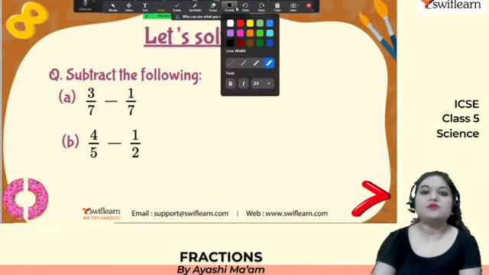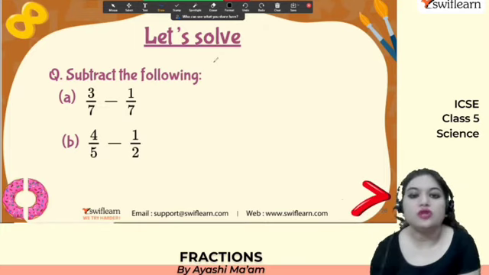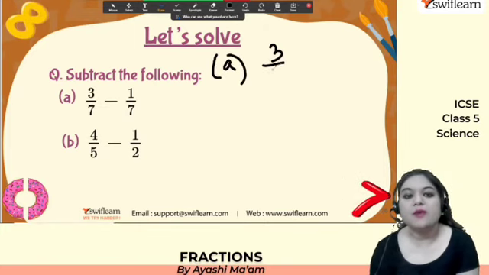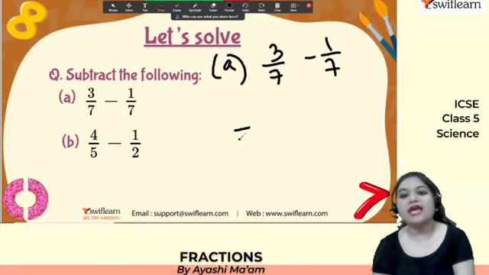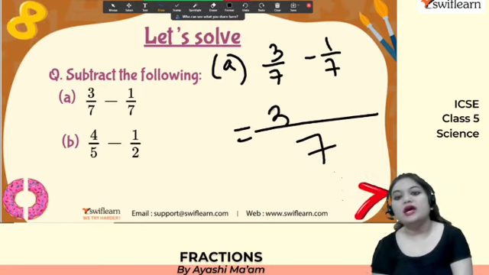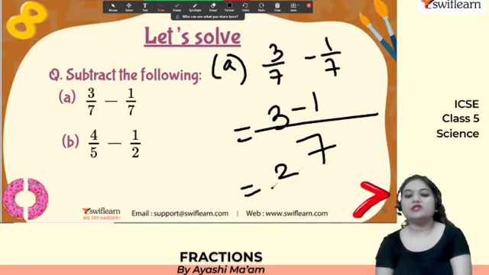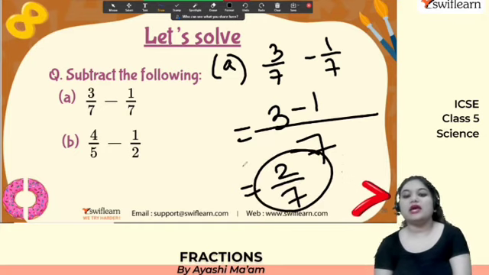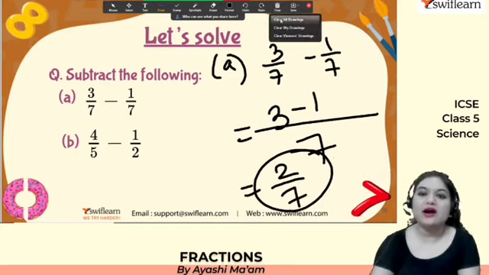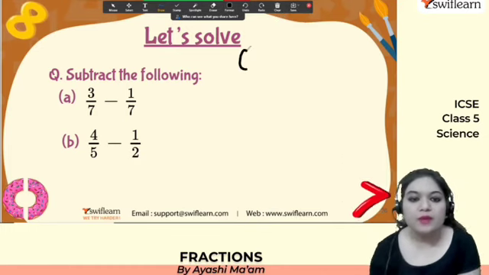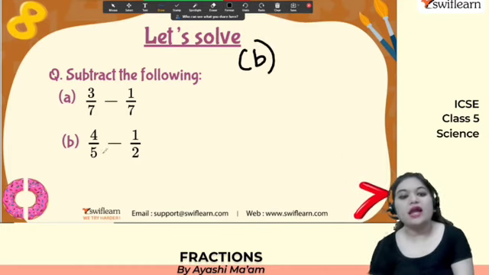Okay, now we have some subtraction problems also. So let's do number A first. 3 by 7 minus 1 by 7. Like fraction, so 7 is the denominator. Simply subtract the numerators. That means 3 minus 1, which is nothing but 2. So 2 by 7 is going to be the answer. Coming to B, here we have unlike fractions.